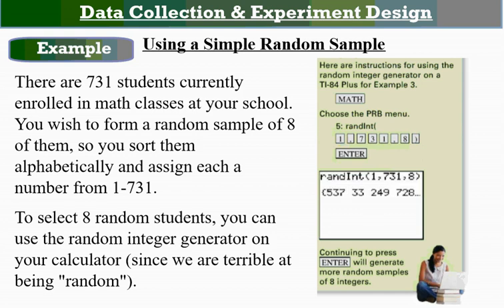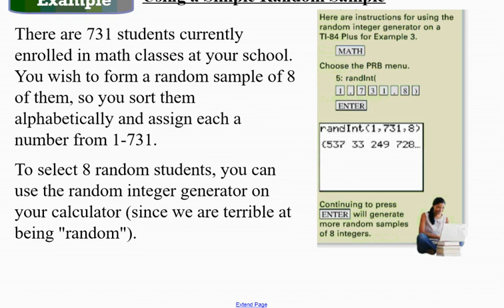There are 731 students currently enrolled in math classes at our school. You wish to form a random sample of 8 of them, so you sort them alphabetically and assign each a number from 1 to 731. To select 8 random students, you can use the random integer generator on your calculator, since we are so terrible at being random. And so the directions are right here. So it's for TI-84, or it could be TI-83 would be fine too.